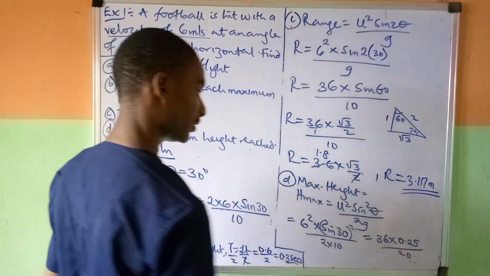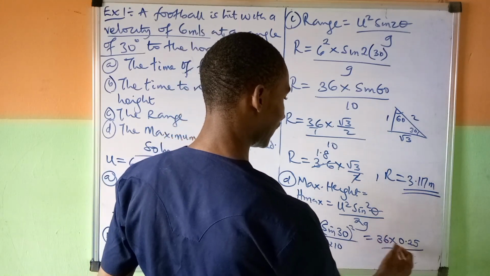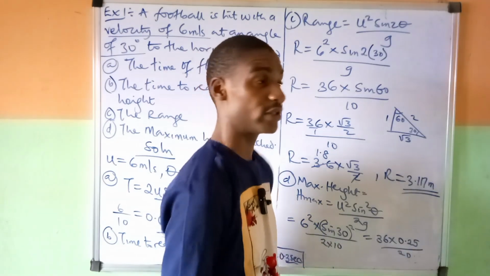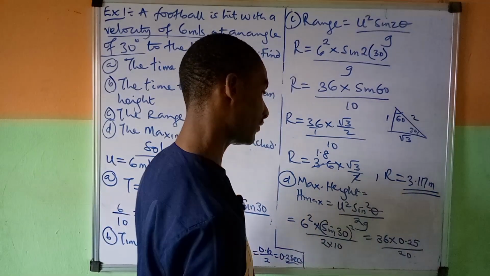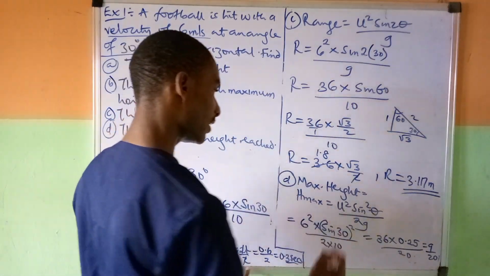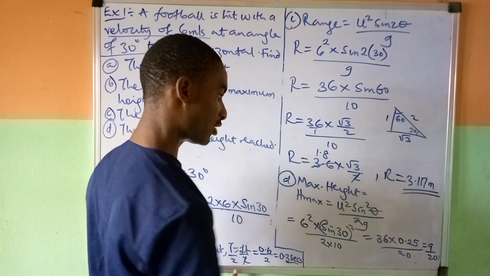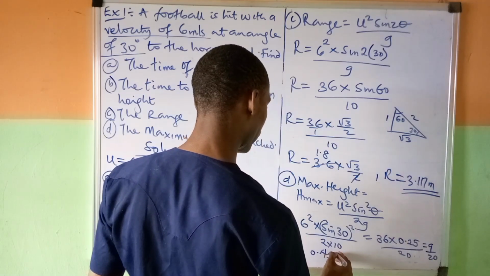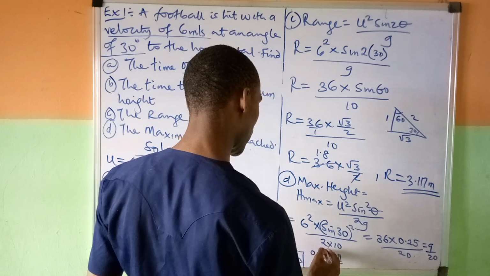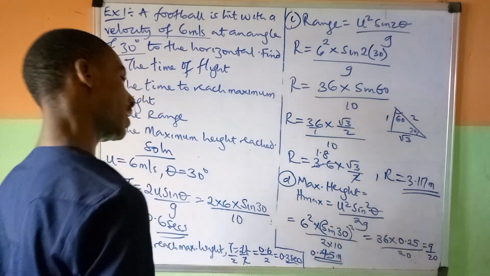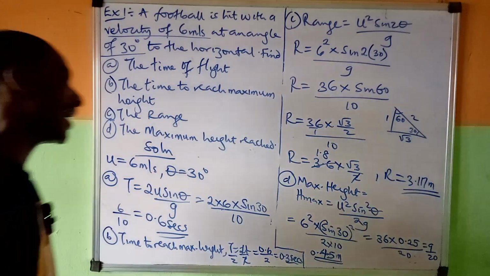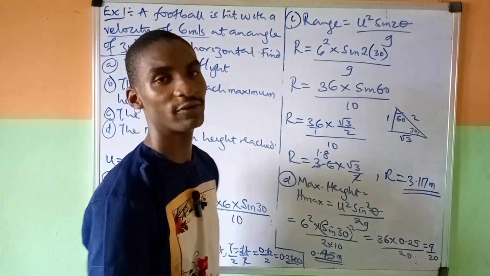Here, 36 times 0.25 simply means 36 divided by 4, since 0.25 means divided by 4. If I divide 36 by 4, I have 9. So 9 over 20, that's the answer. If I divide 9 by 20, I have 0.45 meters. That is the maximum height, 0.45 meters. And that brings us to the end of this question.